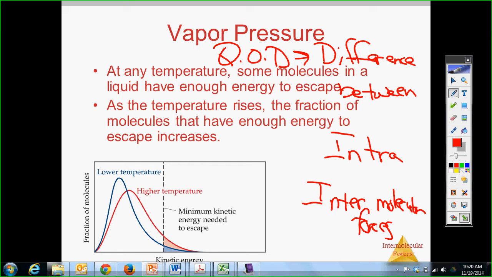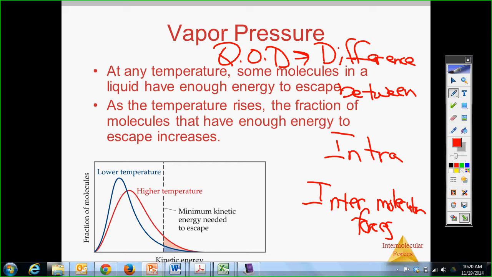Inter is between two atoms together, and intra is between big groups of atoms bonding together. Yes, because you were in the discussion with me yesterday. That is correct, Julie. Inter is between molecules. Intra is inside. What holds together the specific molecule?